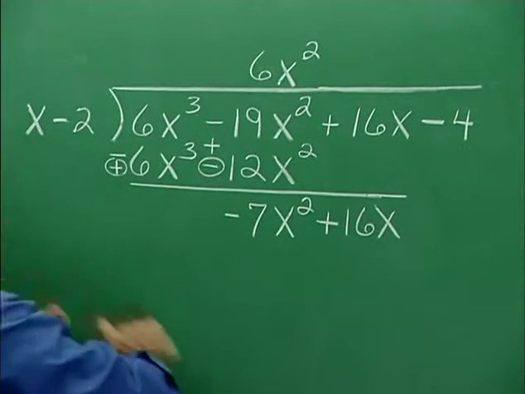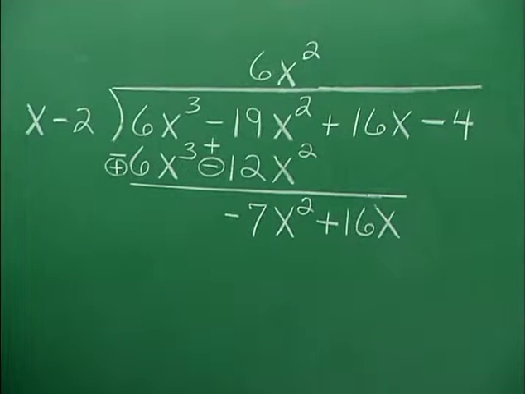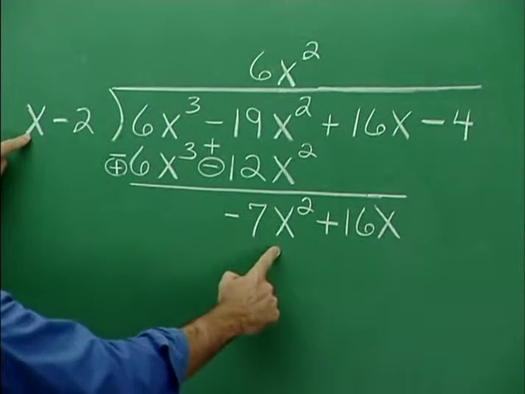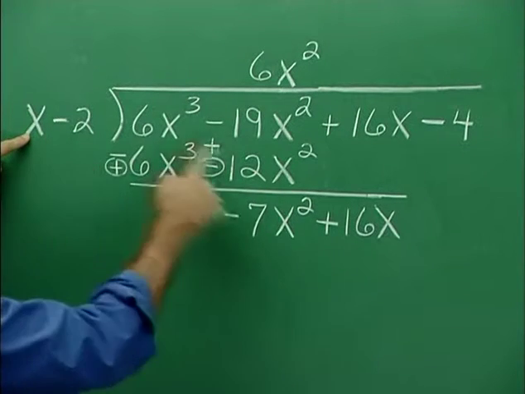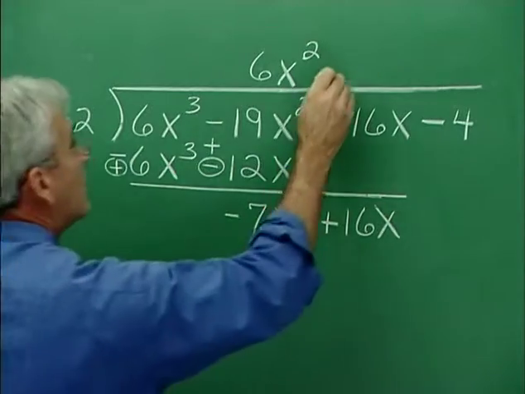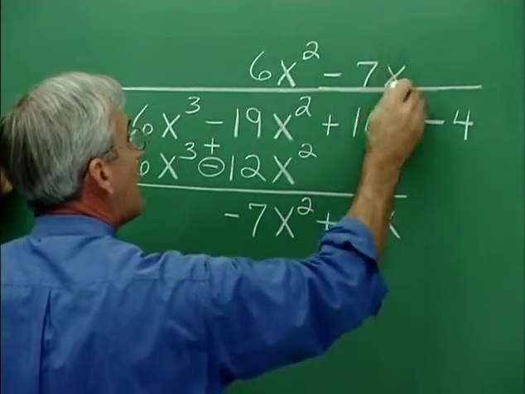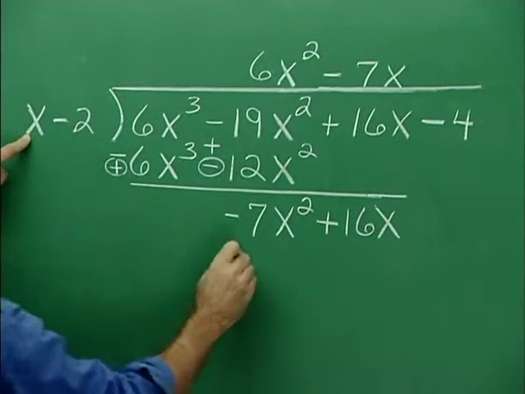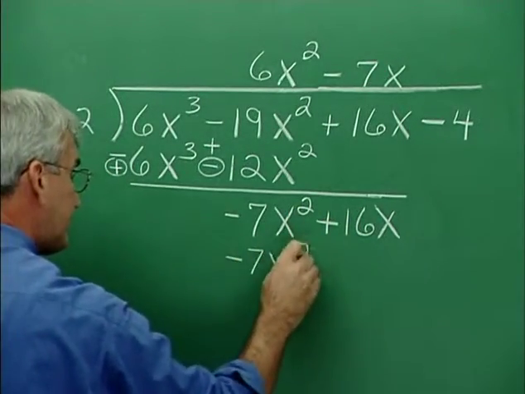We say x minus 2 goes into this binomial how many times? Well, we think x goes into this first term how many times? x goes into minus 7x squared minus 7x times. So we put minus 7x here, and we multiply around like we did before. Minus 7x times x is minus 7x squared.